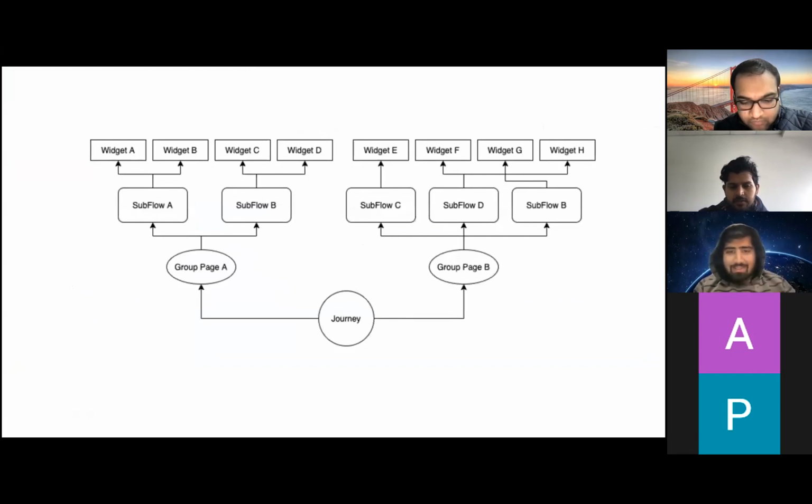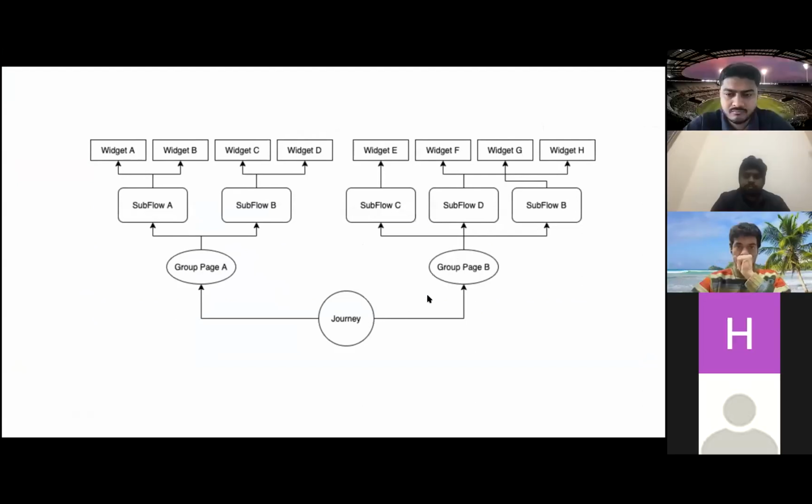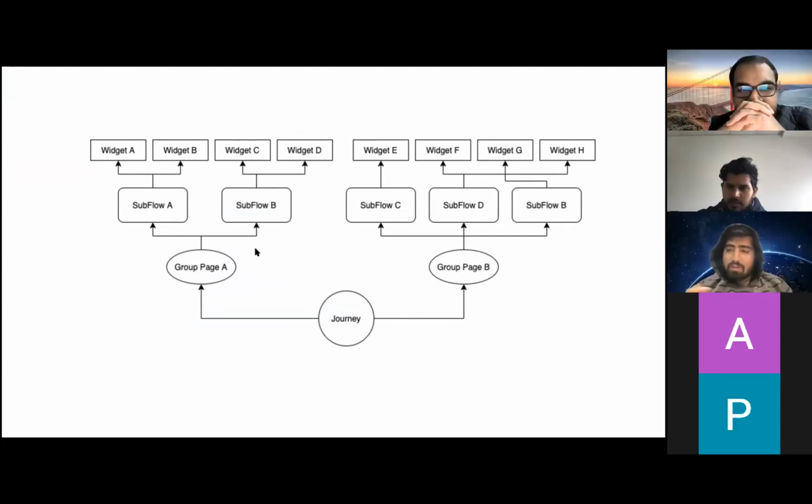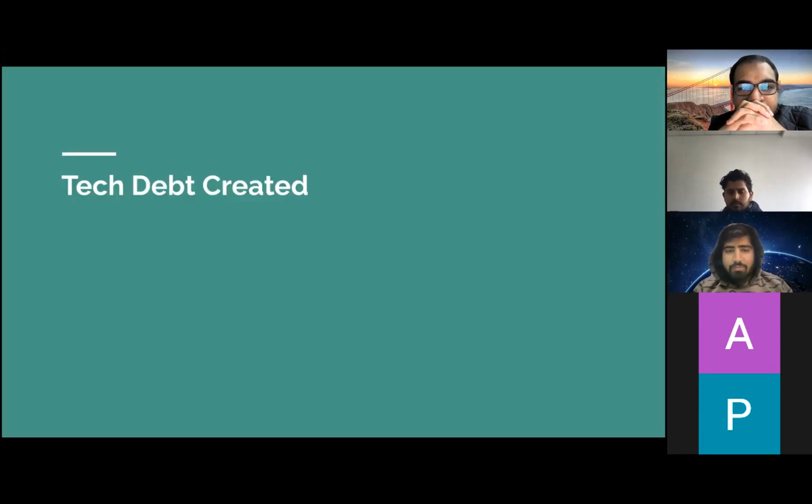So basically, yeah, this is a flow graph that shows what layer we have in our journey. So first is journey. Every journey has a group page, like a group page A, group page B. Now group page can have different subflows, like group page A has subflow A, subflow B, group page B has subflow C, D, E, and every subflow has a collection of widgets within them. So this is basically an overlook on the journey and group pages.